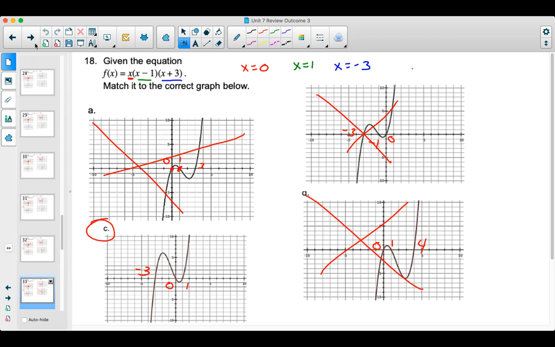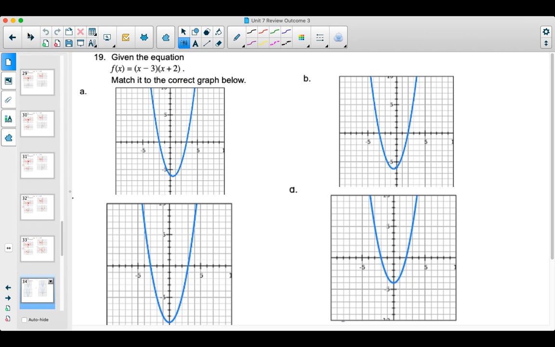We have f of x equals x minus 3 times x plus 2. Again, the zeros are going to be the opposites of our factors. So I'm going to have x equals positive 3 and x equals negative 2. So I'm looking for a graph that has zeros at 3 and negative 2. If you remember, zeros are the x-intercepts. So this one, the first example, we have -2 and +3. -2 and +3 does work. Okay, let's check all the other ones and see if they work as well.